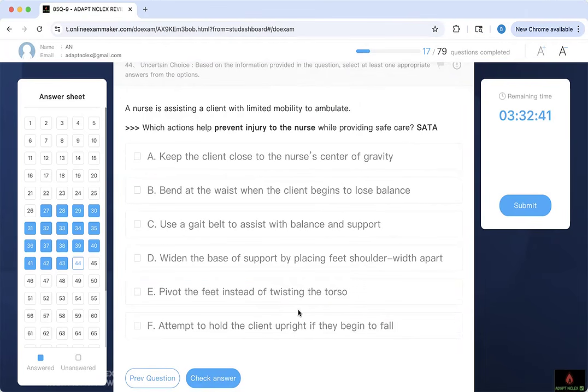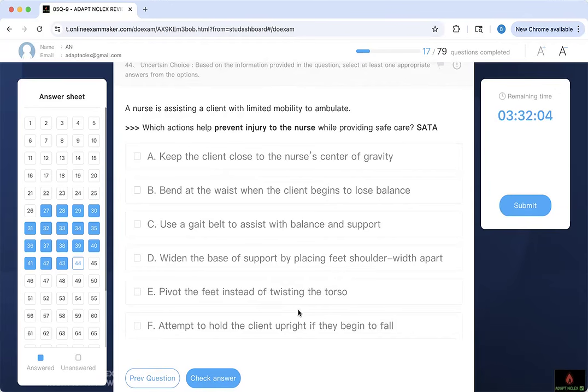When you use your own ways to understand the question, it's easy. I'm walking the patient, and now I want to prevent myself from getting injured. The patient is more likely to fall. Keep the client close to the center of gravity. Is that what you want to do? Bend at the waist when the client begins to lose balance. Use a gait belt to assist with balance and support.